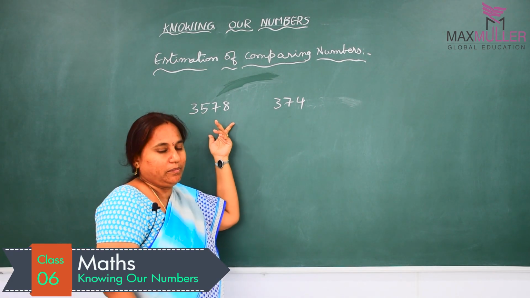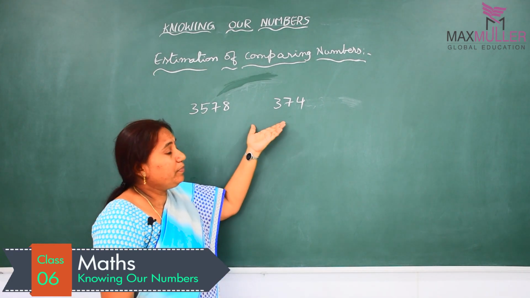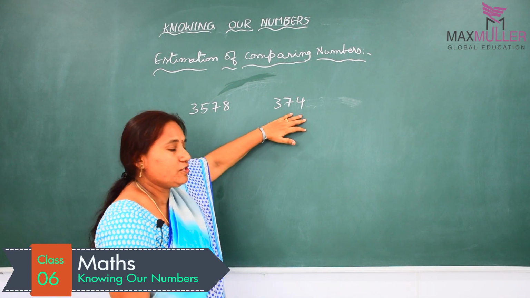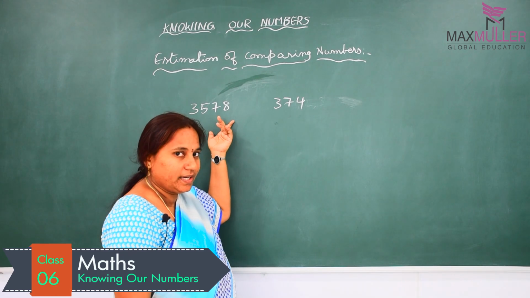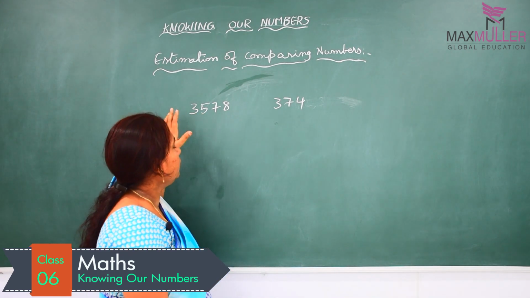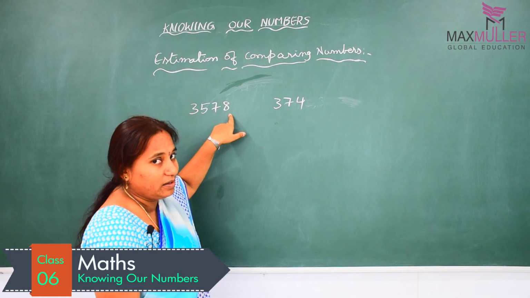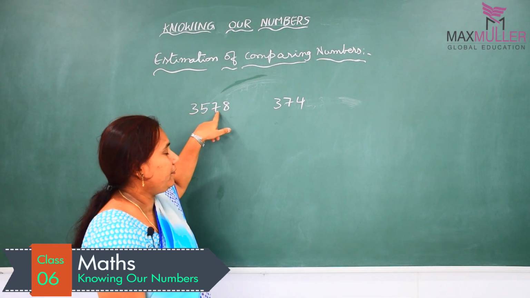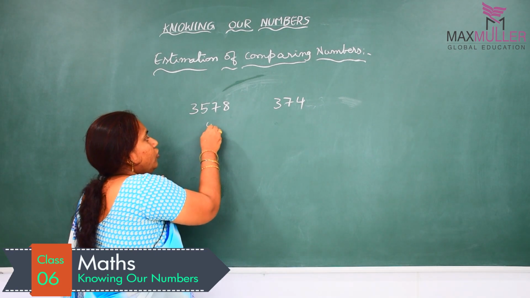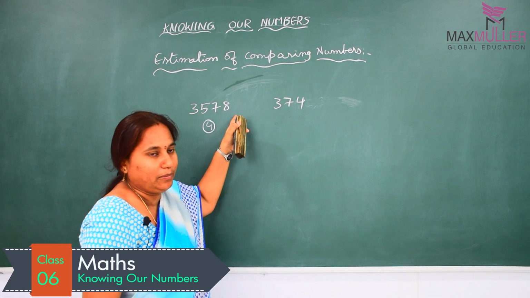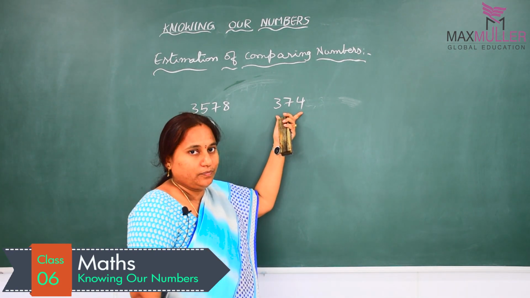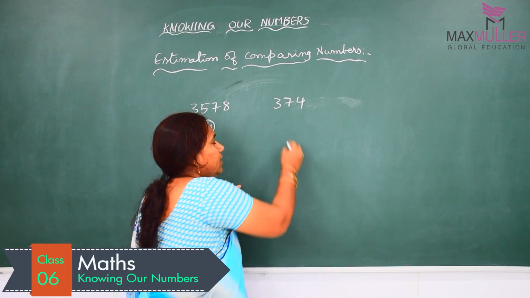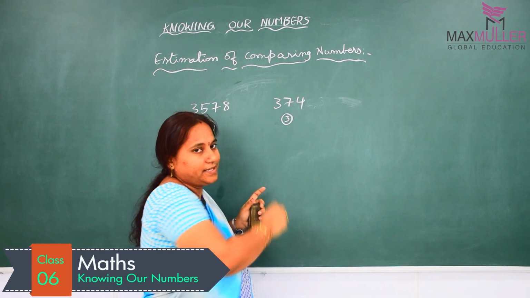Then in these two numbers, which is the biggest one? Whenever we are comparing these two, we have to check which is the biggest one. At that time, we have to check first this number, how many digits we have. Now see 3, 5, 7, 8. That means here we have 4 digits in the given number. Then check this one also. Now here 3, 7, 4. That means how many digits we have here? Here we have only 3 digits.